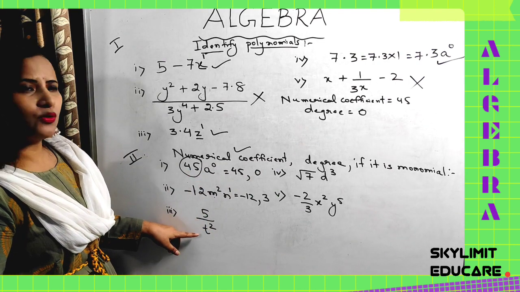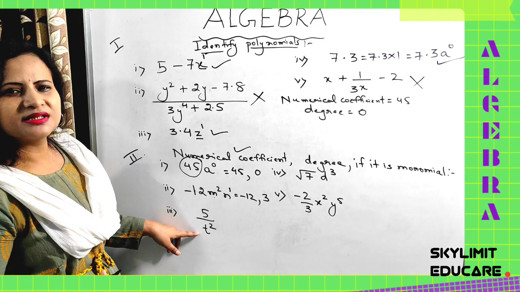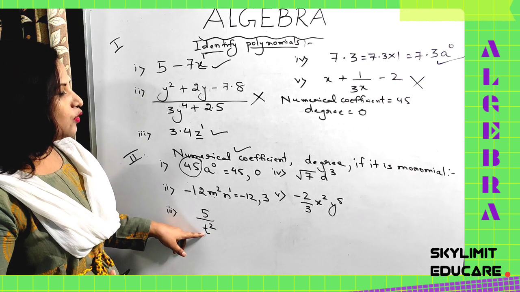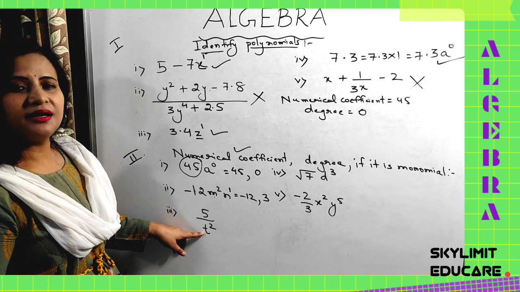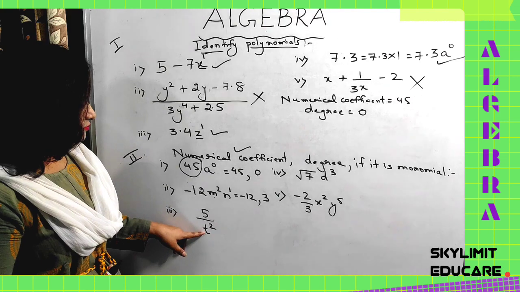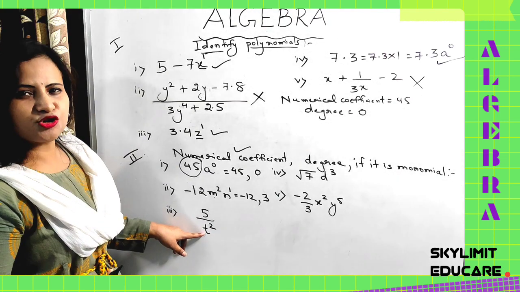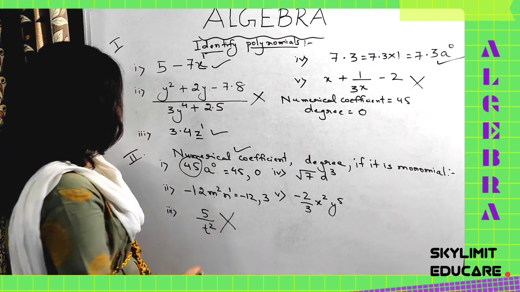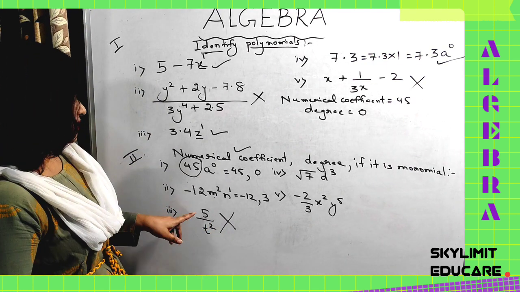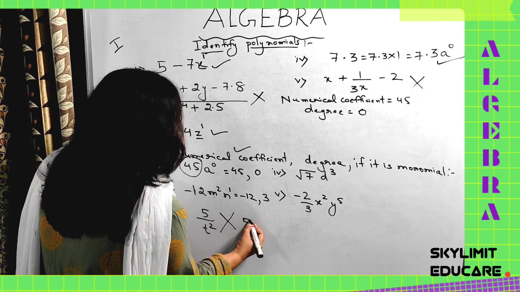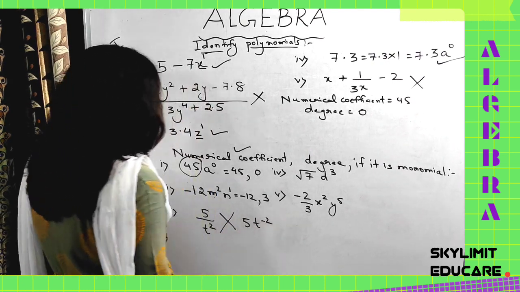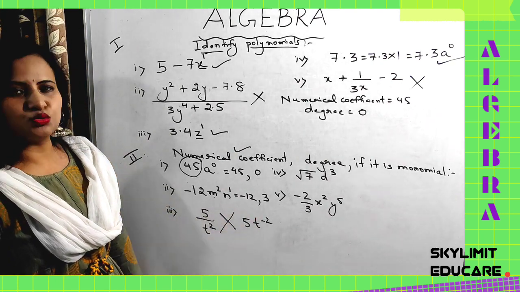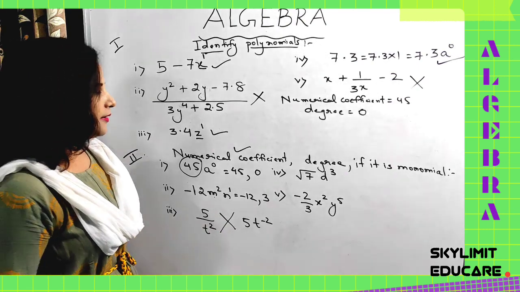Now is it a monomial? It's not a monomial because in the base you have what? T square. So I told you it should not have any letter. It should not have any variable or letter at the base. So this doesn't come in this category, right? Okay, so we'll cancel this because it is same as what? It is same as 5t to the power of minus 2. As you know the exponents by now, this is same as 5t to the power of minus 2. So this is not a monomial, okay?